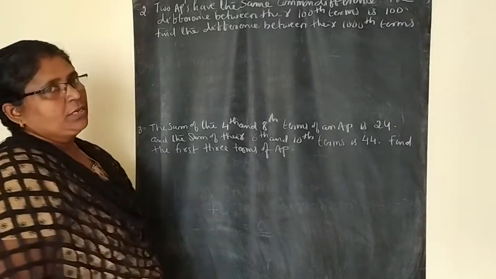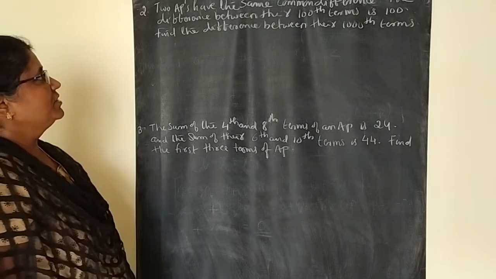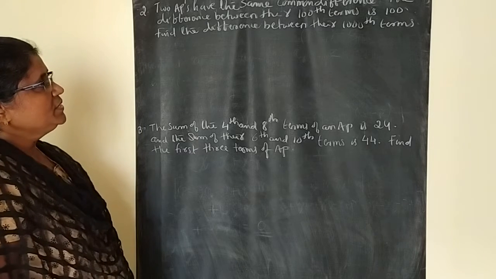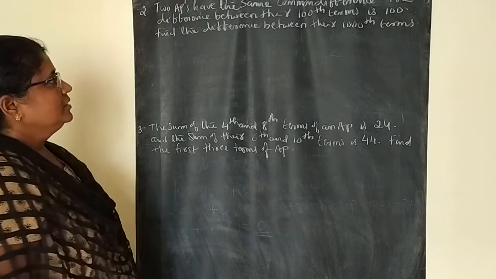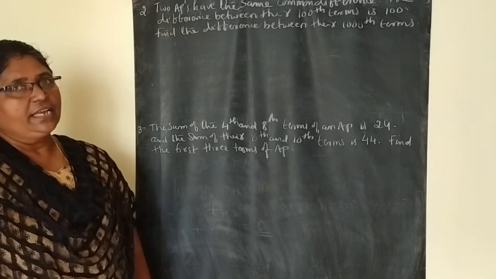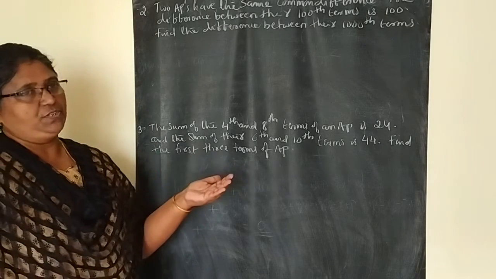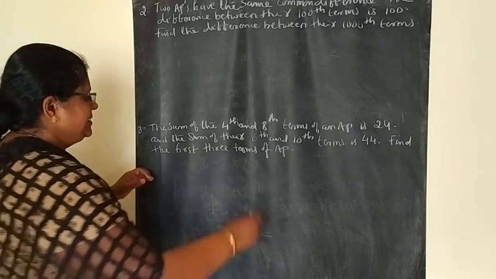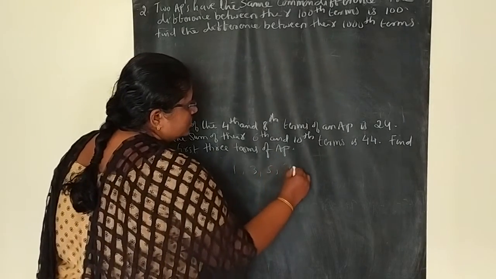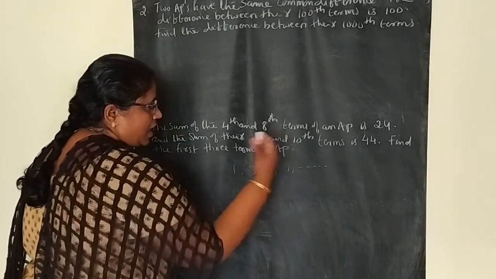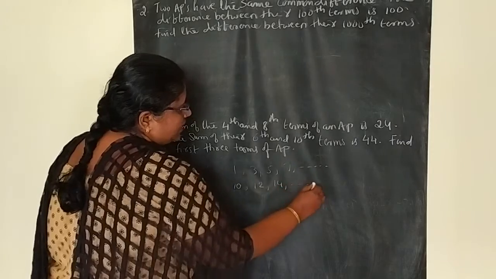Next question. Two APs have the same common difference. The difference between their 100th terms is 100. Then find the difference between their 1000th terms. Two different APs, so we can take like this. One AP: 1, 3, 5, 7, etc. Another AP I am taking: 10, 12, 14, etc.